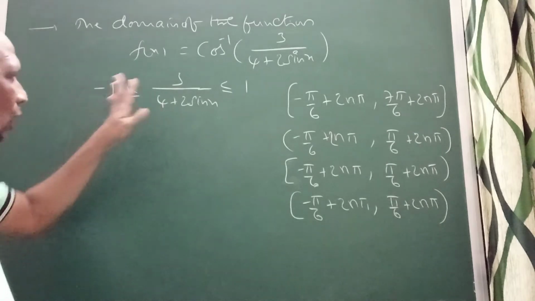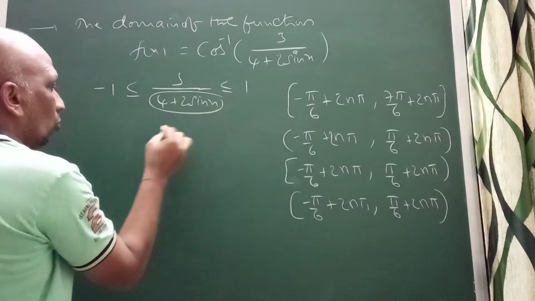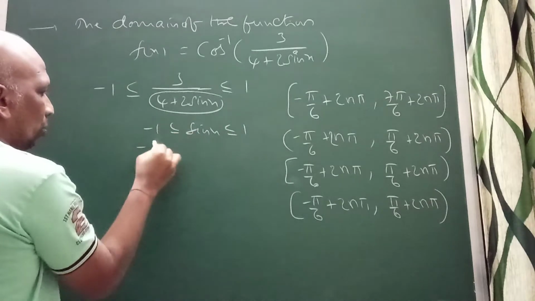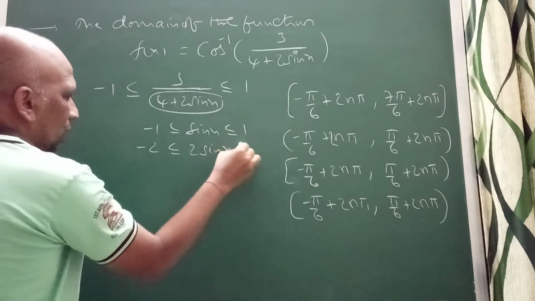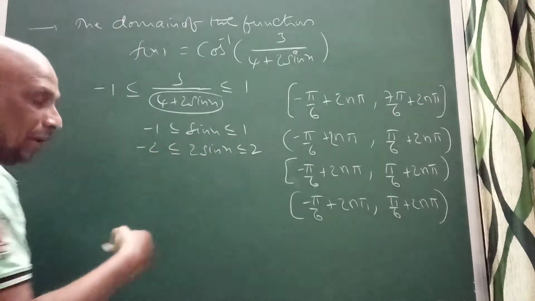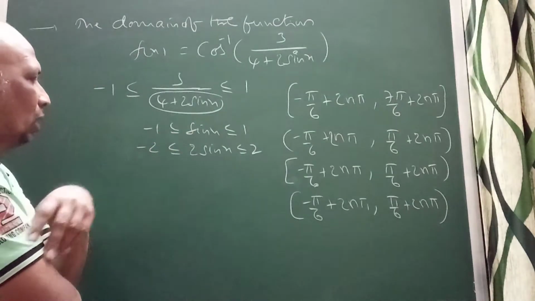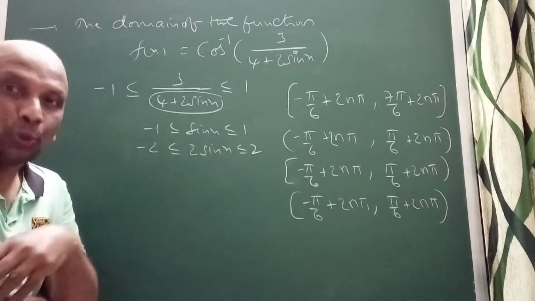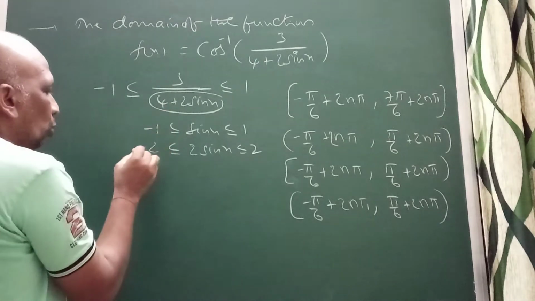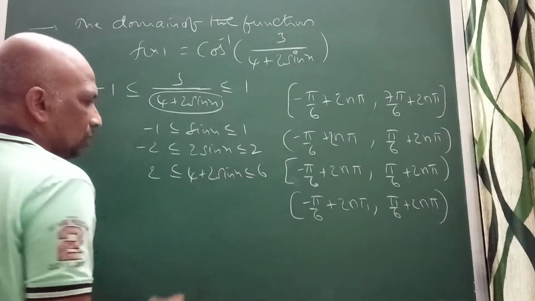Now you can observe here, this value lies between minus 1 and 1. But we know that 4 plus 2 sin x is always positive. Why? Because you can see here, minus 1 less than or equal to sin x less than or equal to 1. Multiply by 2: minus 2 less than or equal to 2 sin x less than or equal to 2. Add 4: 2 less than or equal to 4 plus 2 sin x less than or equal to 6.